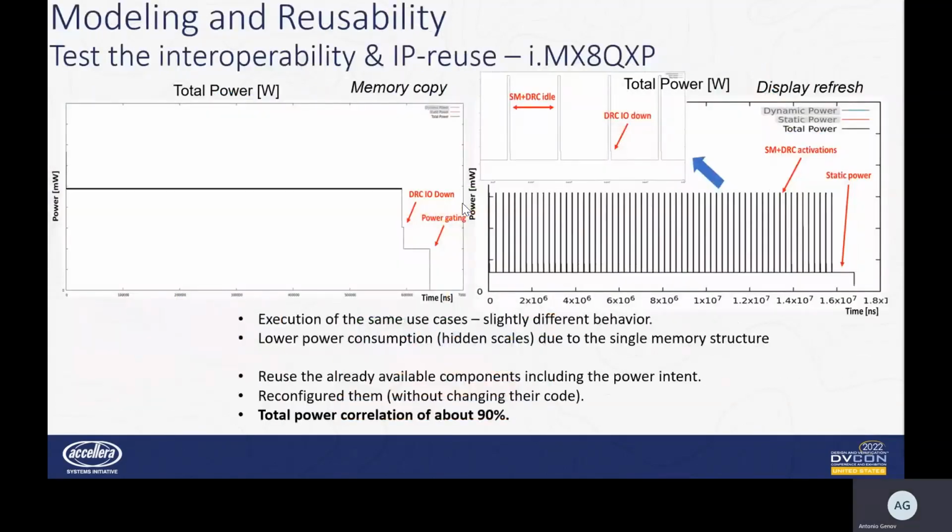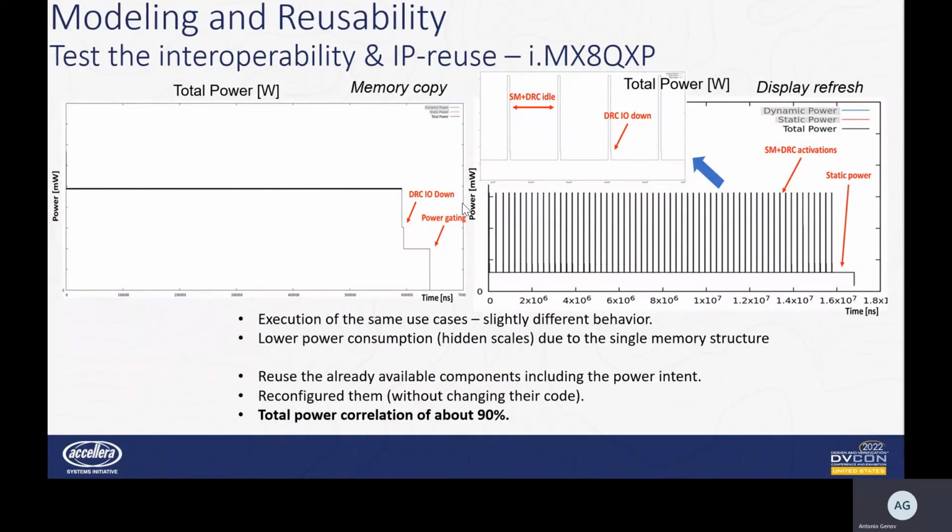We have executed the same use cases on it, and again, without entering in deep detailed analysis here, we can see that the behavior is a bit different than that in IMX8 QuadMax, which is expected. During the memory copy use case at left, we only have one active memory and almost constant activity without spikes, because there is only one external memory.